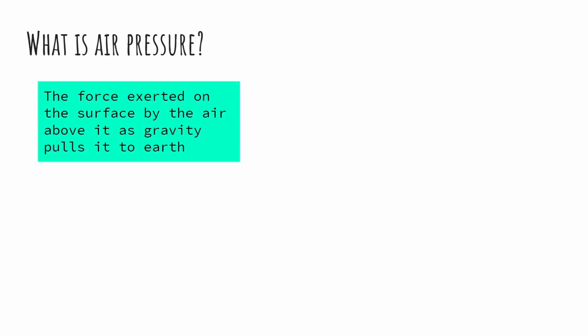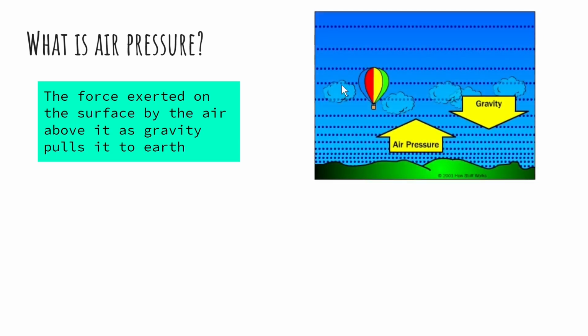So what is air pressure? The force exerted on the surface by the air above it as gravity pulls it to the earth. For example, in this picture, if we consider this layer, then the force exerted by the air above it on this layer is called air pressure.